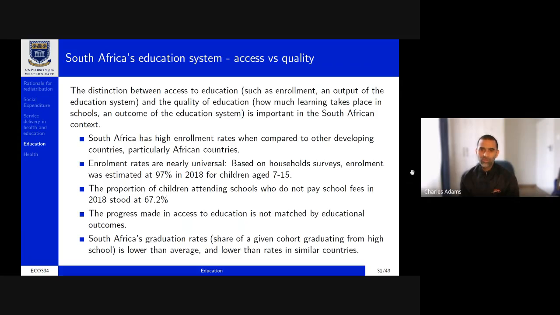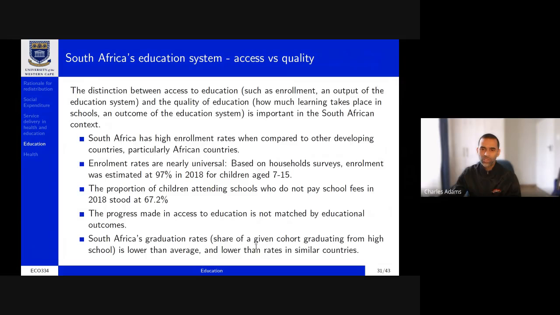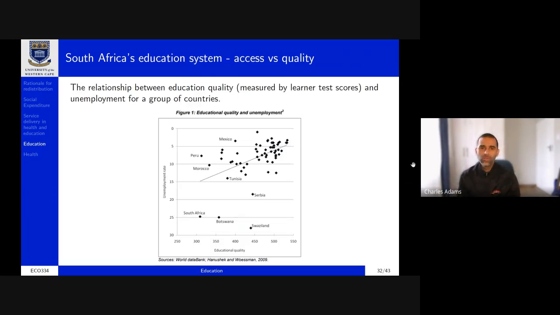The progress made in access to education, unfortunately, has not been matched by educational outcomes. So our graduation rates tend to be lower than average when compared to countries with a similar income level as ours. And by graduation rates, I mean the share of a given cohort graduating from high school is fairly low, as well as the share of graduates who enter into higher education is also quite low.